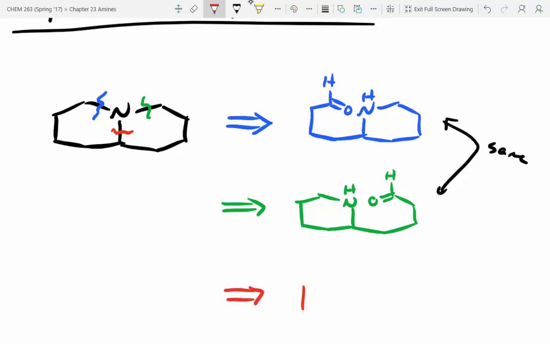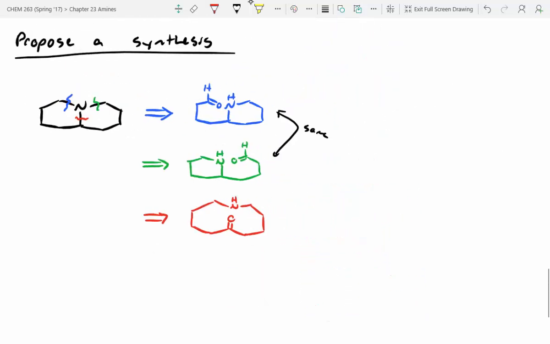The last one looks kind of funny. But it would be this super big cyclic system. So which one do you guys want to pick? Yeah, let's just pick the blue one, for example. Okay. So let's go ahead and do the forward reaction.